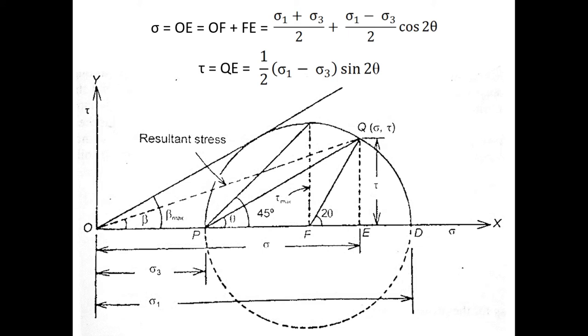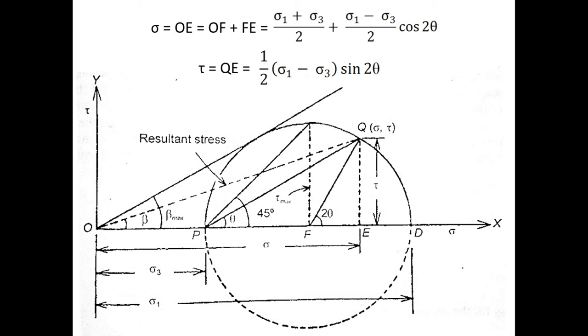So if you plot a circle with radius sigma 1 minus sigma 3 by 2, which is this PF or FD, then you can plot a circle with radius sigma 1 minus sigma 3 by 2. That circle is called the Mohr circle.